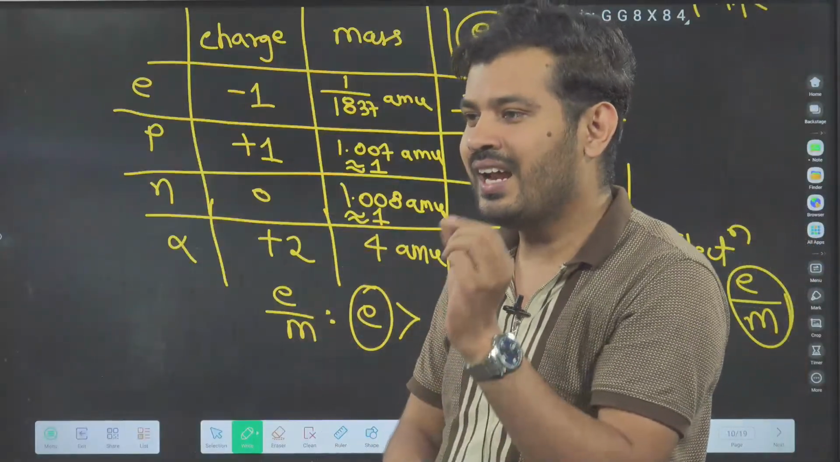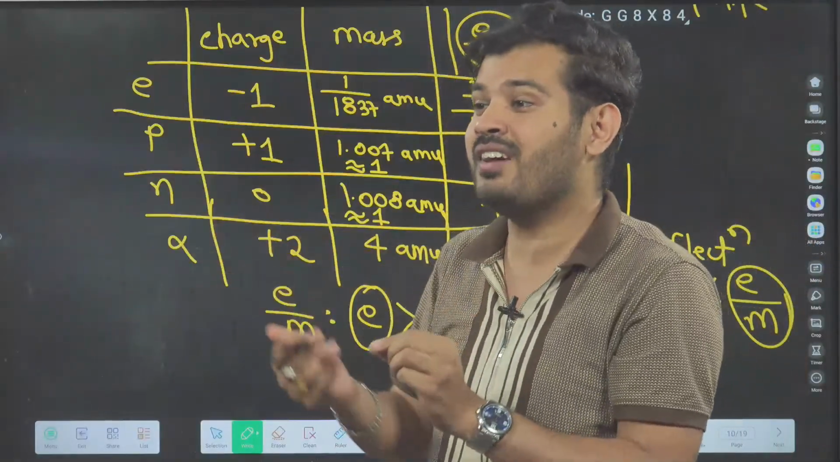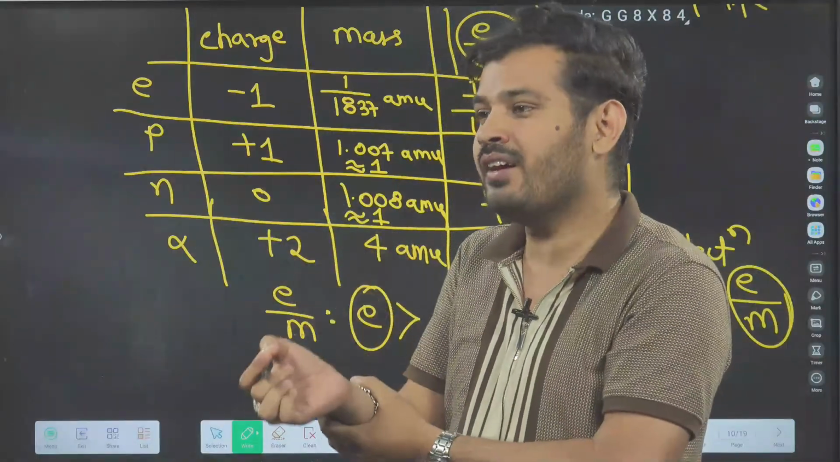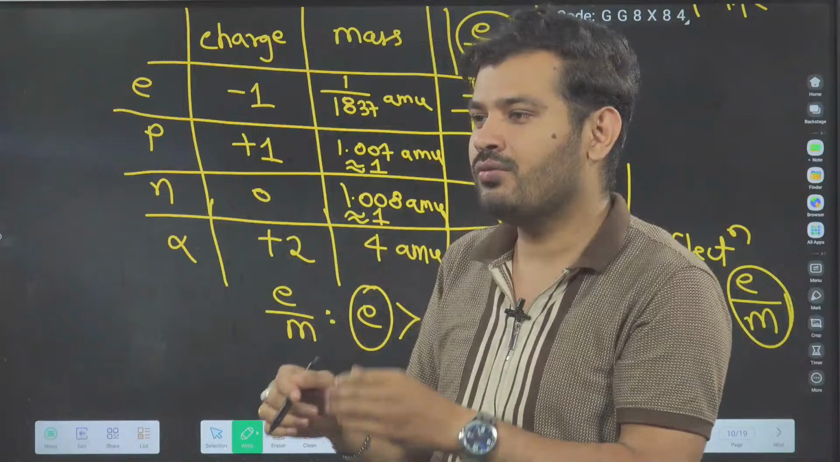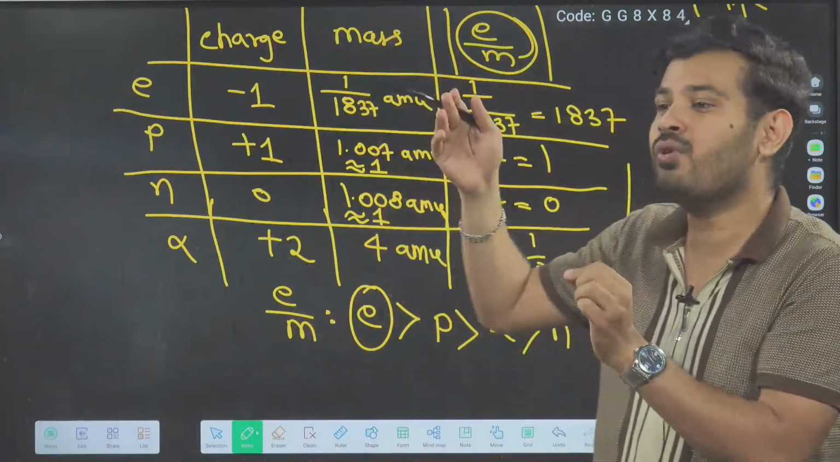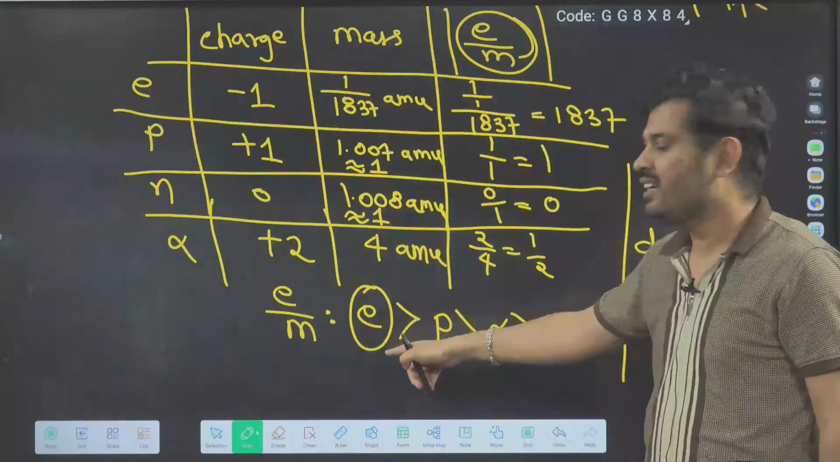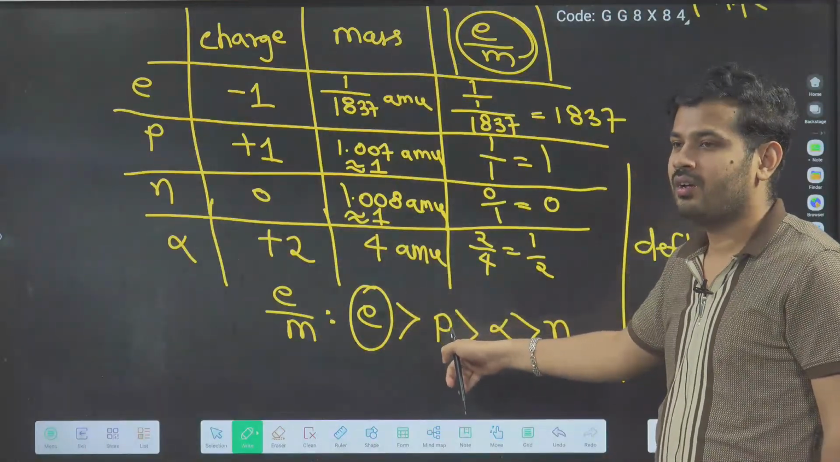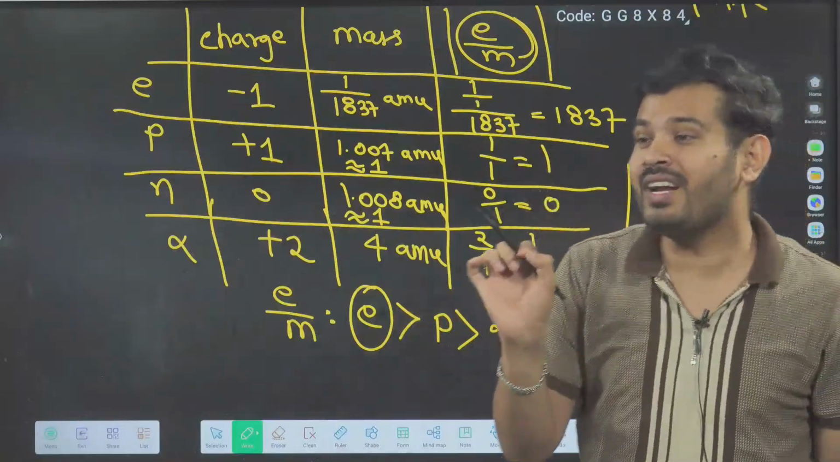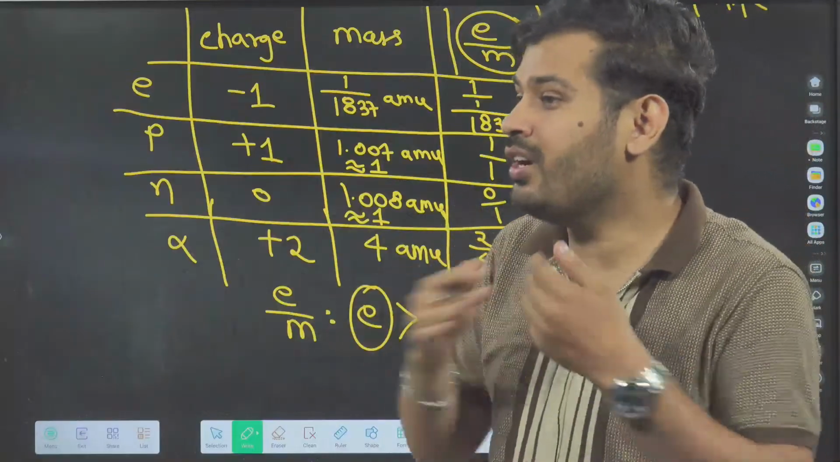Electron is very lightweight. Proton is very much heavier. One proton is 1837 times heavier than the electron. So electron is a very lightweight particle, so it will get deflected more. Electron has maximum deflection, then proton, then the neutron. Neutron will get minimum deflection. Why? I can say no deflection.